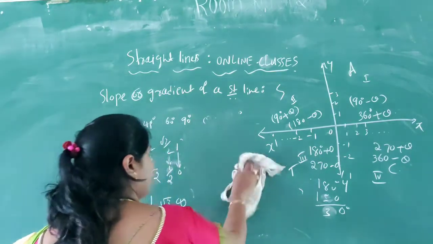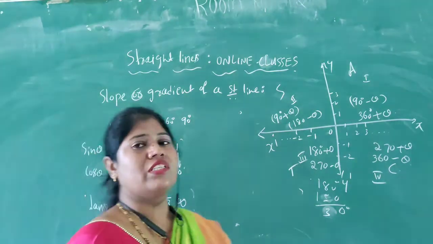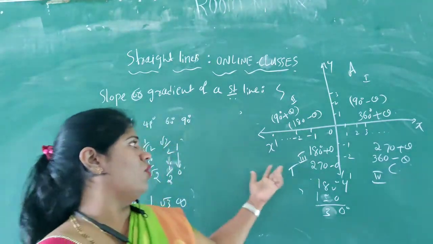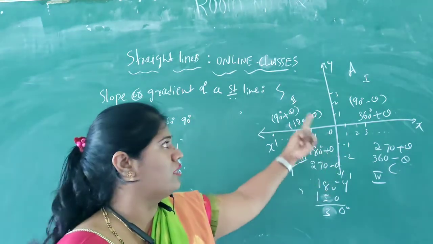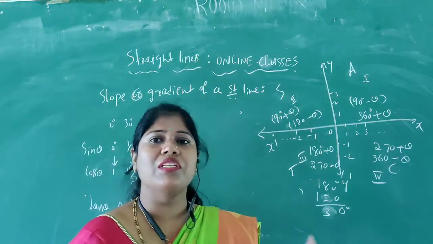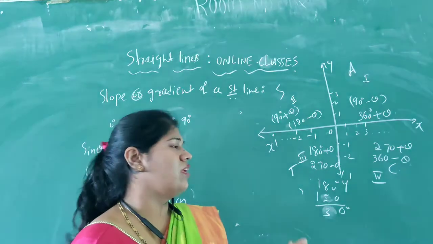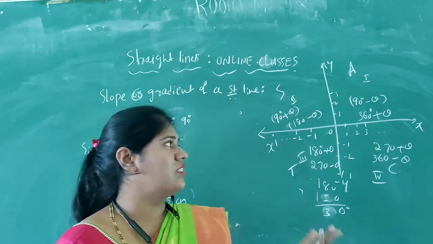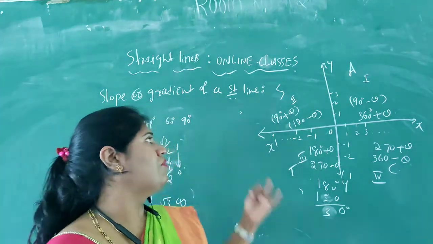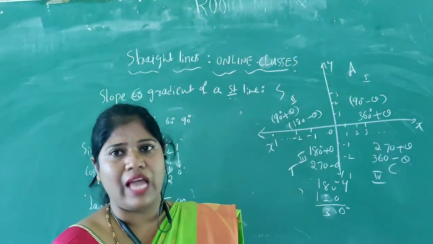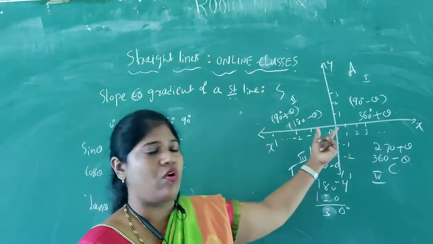So for 1 marks also we should know all these things. We should know the trigonometric functions of standard angles. We should know the allied angles, this ASTC chart. A means all trigonometric functions are positive in first quadrant. Which are all trigonometric functions? That is sin theta, cos theta, secant theta, cosecant theta, tan theta, and cot theta. These are all positive in first quadrant.